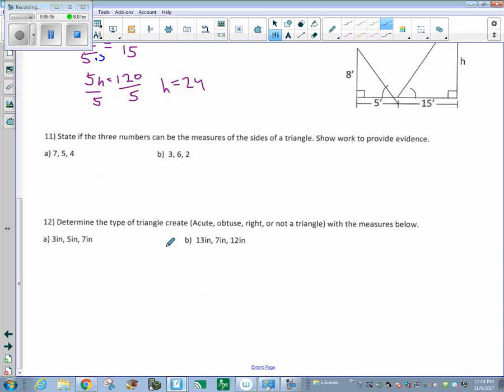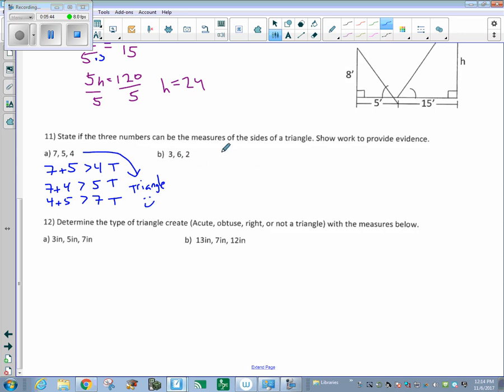All right, number 11, they're asking me to state if the three numbers can be a triangle and show evidence. So if you remember, when we are proving triangles, we have to check that every two sides together are bigger than the third side. So I'm going to start with 7 plus 5 needs to be greater than 4. Well, that's a true statement. Then 7 plus 4 needs to be greater than 5. That's also true. And then 4 plus 5 needs to be greater than 7, which is also true. So this one is a triangle because all of these statements are true.